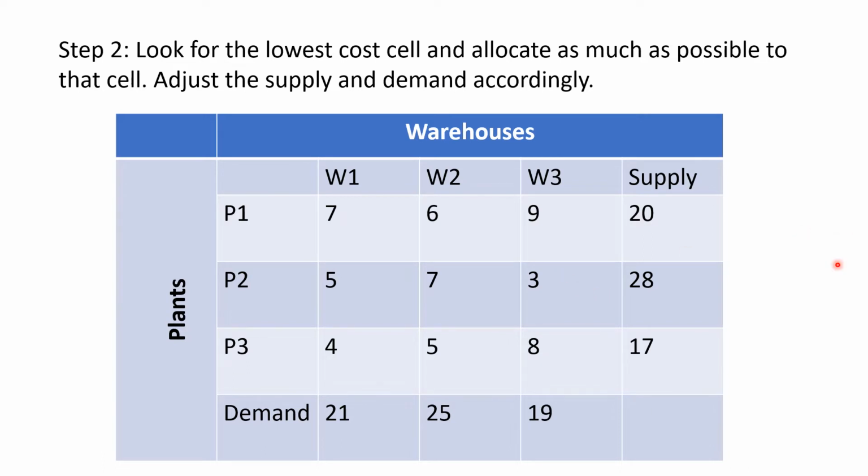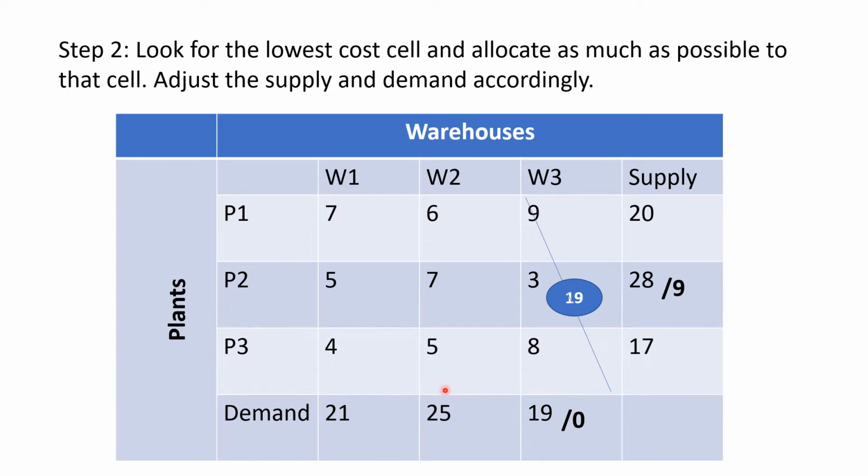So we can allocate 19. Once we allocate 19, this becomes 0 and this becomes 9. So let's see. So this becomes 0, this becomes 9. Once this becomes 0, I will cross out this particular column. Because once all this 19 has been allocated to this cell, we cannot allocate anything to this cell or this cell. So this entire column is to be striked out. That's what we have done.